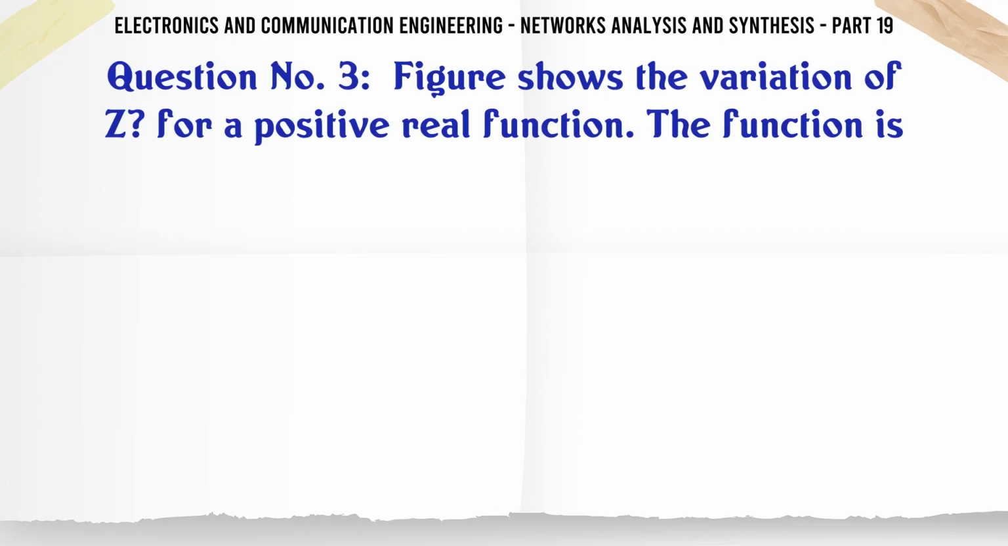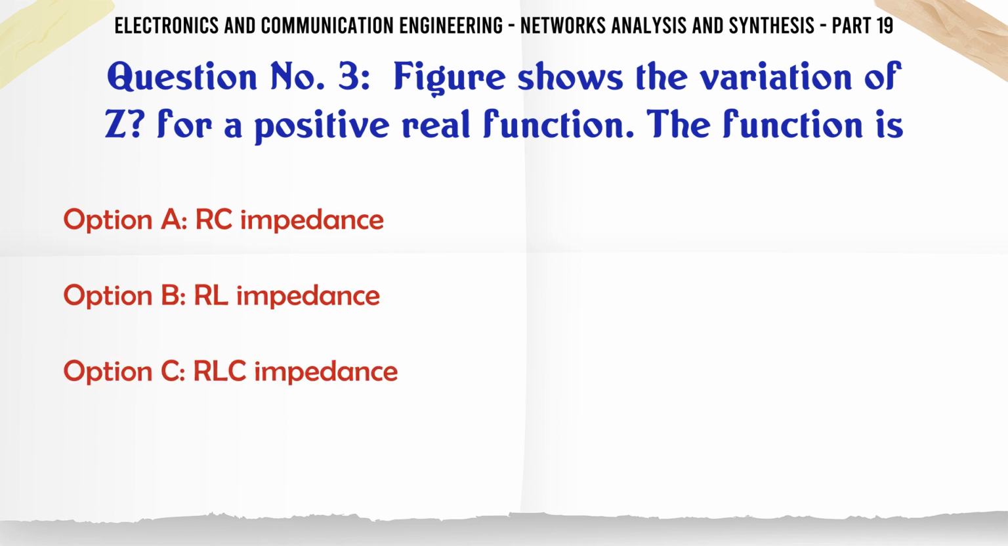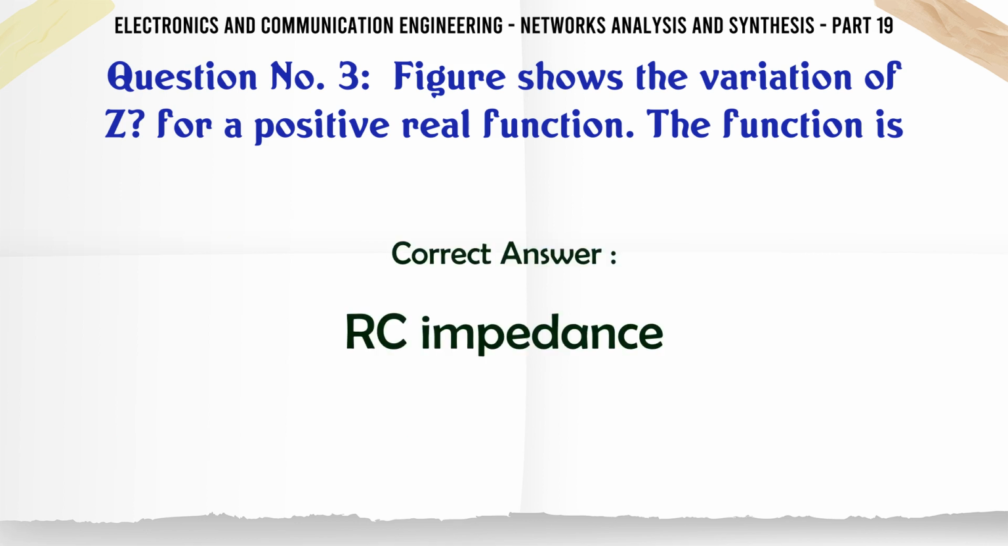Figure shows the variation of z for a positive real function. The function is: A) RC impedance, B) RL impedance, C) RLC impedance, D) reactance function. The correct answer is RC impedance.